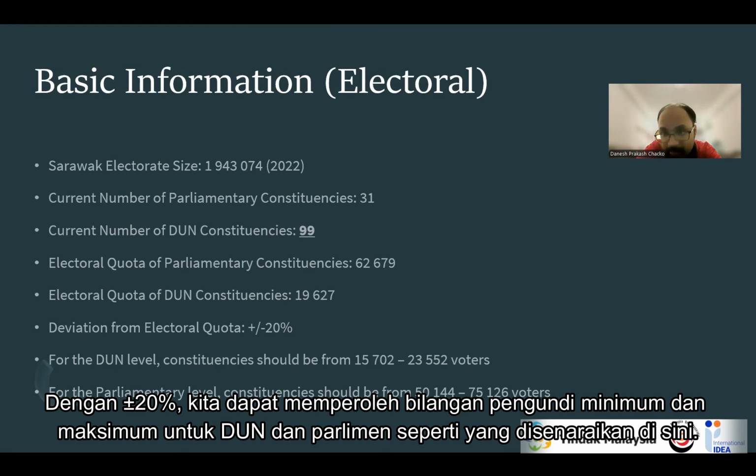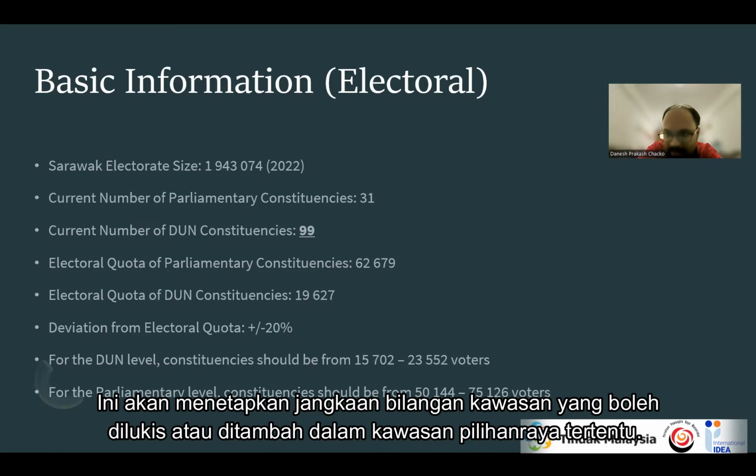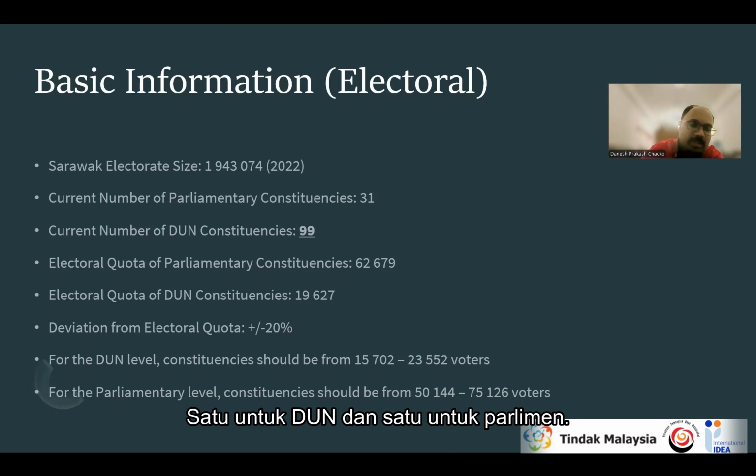From that plus or minus 20%, we are able to derive the minimum and the maximum number of voters for the DUN and for the parliament, as listed here. This will set your expectations on how much you can keep on drawing or adding areas to a given constituency. There's one for the DUN and one for the parliament.